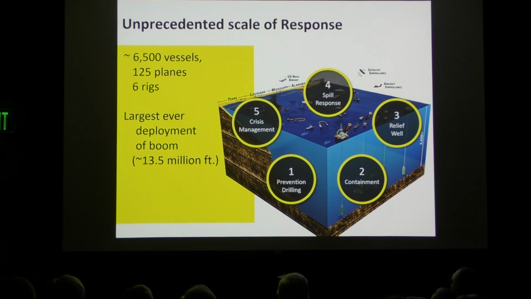It was really an unprecedented response. We had hired 6,500 vessels, 125 airplanes, including the US Navy blimp. And we had 6 rigs in the vicinity helping with the response. But not only were there 6 rigs, there were 19 major vessels. So that's not including the vessels that are coming to resupply you with people and food and all that stuff for all these people. Those were 19 major vessels. So I'm guessing something on the order of each more than 150 feet long.